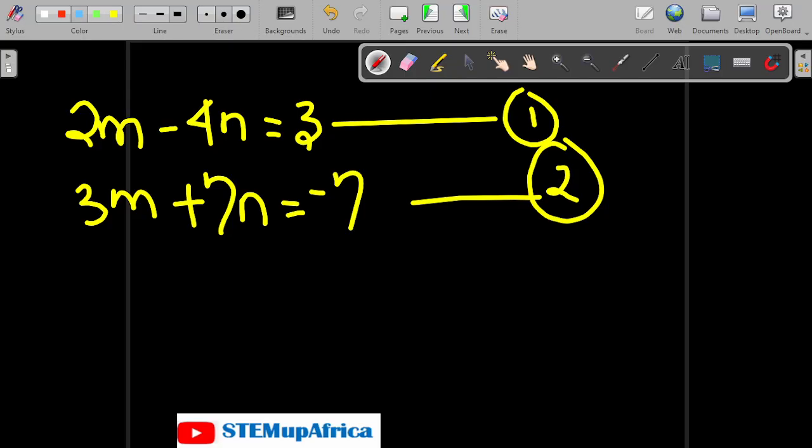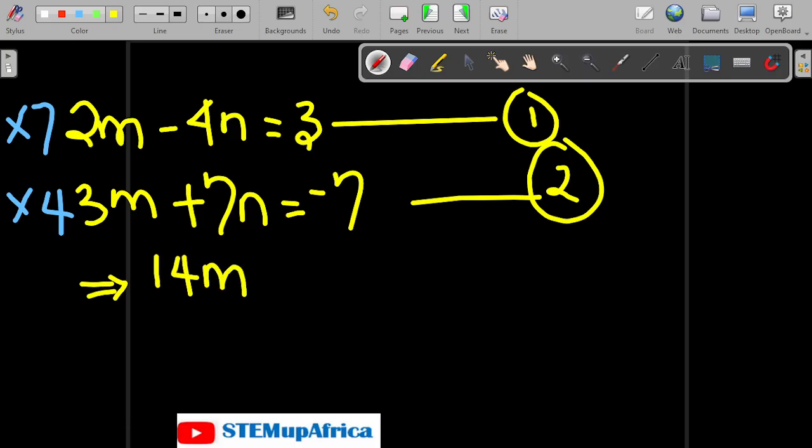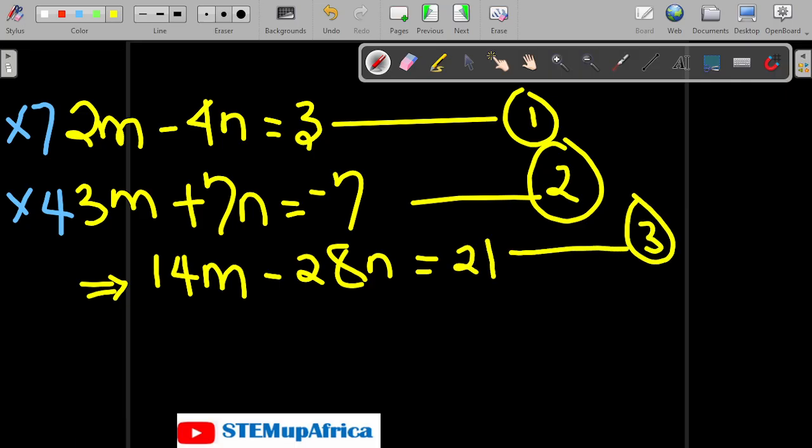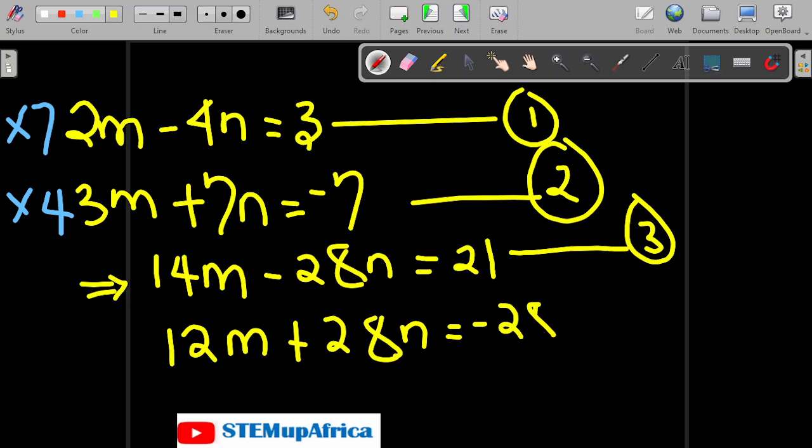So I multiply equation 1 by 7 and equation 2 by 4. So let's do that. If I multiply through now, I'm going to have 14m minus 28n is equal to 21, equation 3. Here will give me 12m plus 28n is equal to minus 28, equation 4.